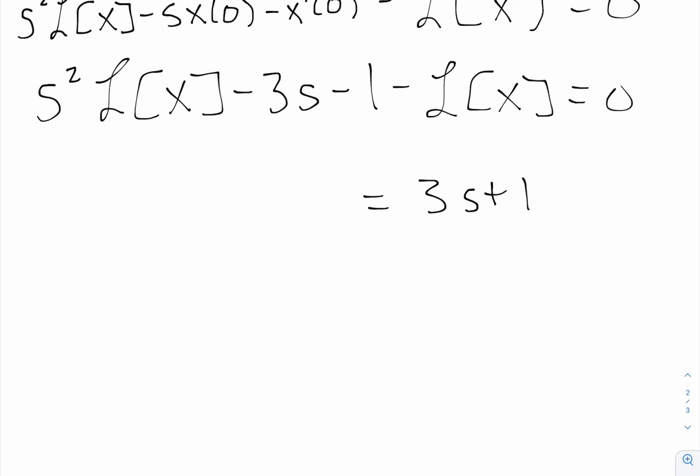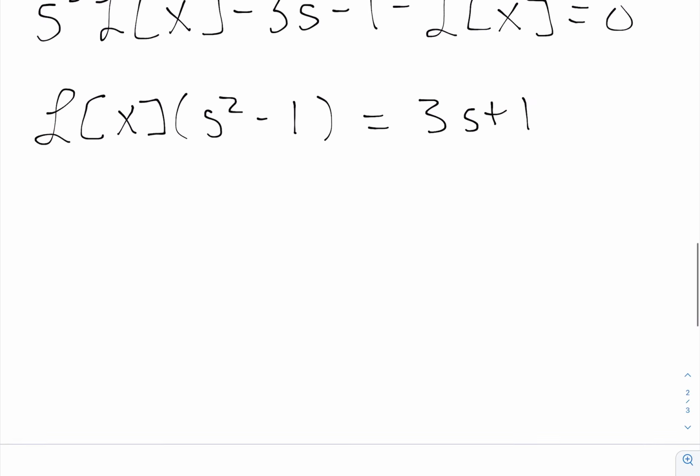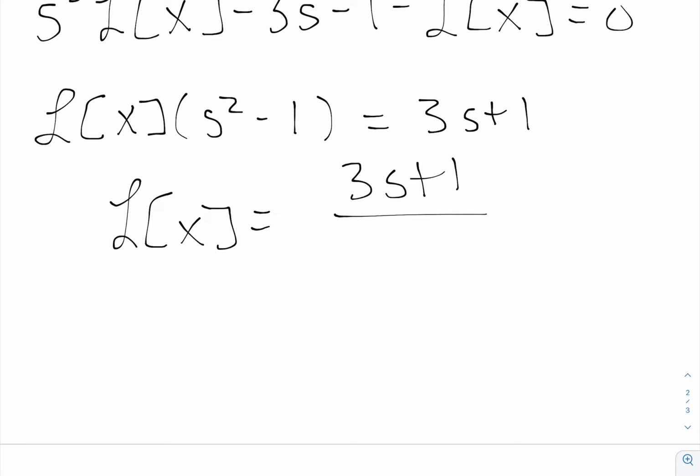So we can factor out that Laplace transform of x. And that's going to be multiplying into s squared minus 1. Okay, and if we just want L of x, we just divide by s squared minus 1. So the Laplace transform of x equals 3s plus 1 over s squared minus 1.